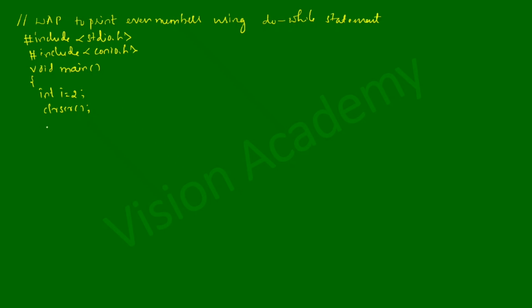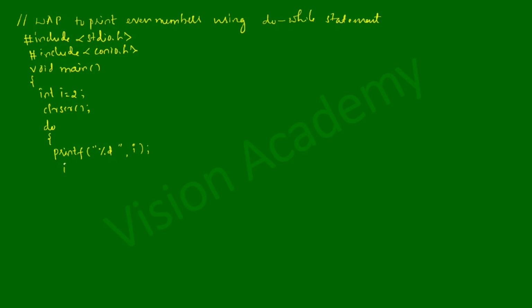Now I'm going to write do curly open brace, and I want to print the value of i. I'm going to write here printf, and in a double quotation mark I'm going to write percentage d, that represents integer type of data. It is a format specifier, and the double quotation mark put comma, and then I'm going to write i here and put semicolon. Here I need to increment the value of i by 2. So if I add 2 to this, it will become 4. That is the next even number.